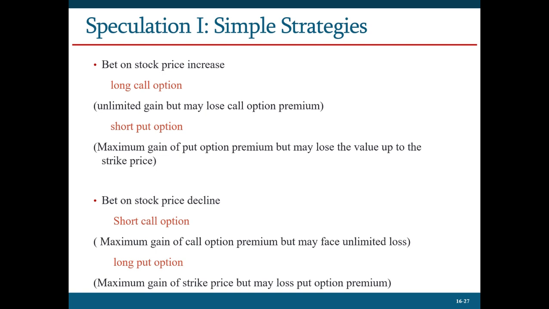Here we have four very simple strategies to bet on stock price changes. If you are betting on the stock price to increase, then you can take a long position in a call option. This position can generate an unlimited amount of gain, depending on how high the stock price will go. But it puts a limitation on how much money you can lose on this bet, because the maximum loss is just the price that you pay for that option, and it cannot go further than that.